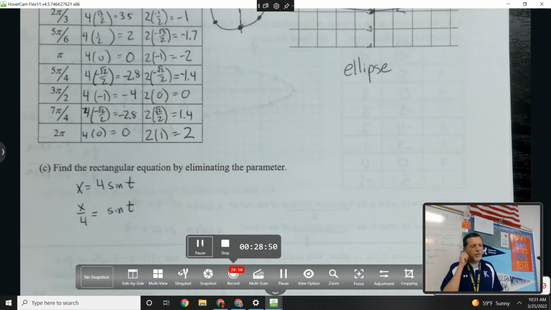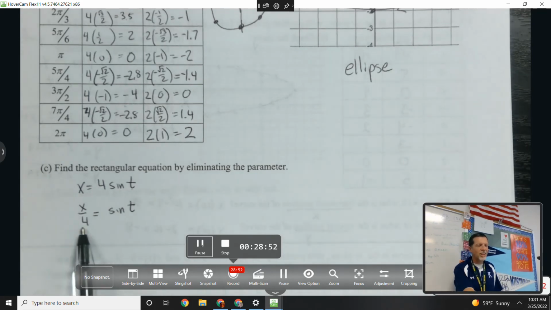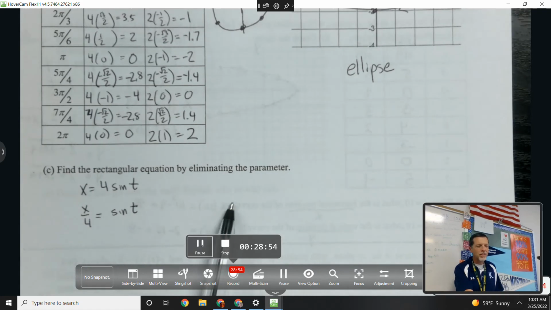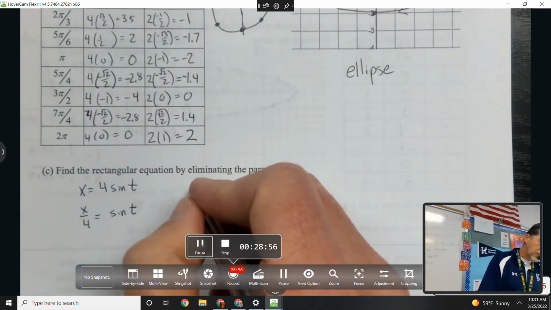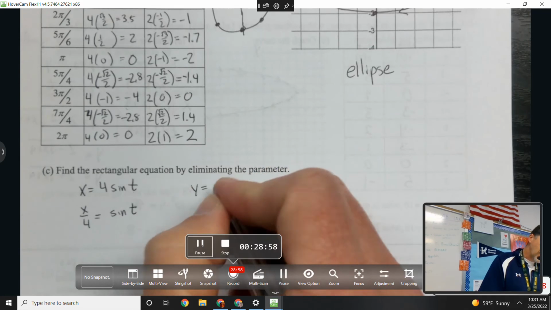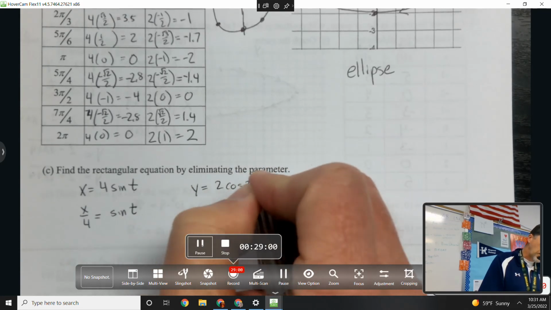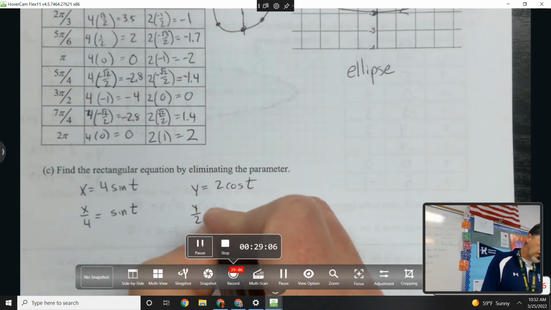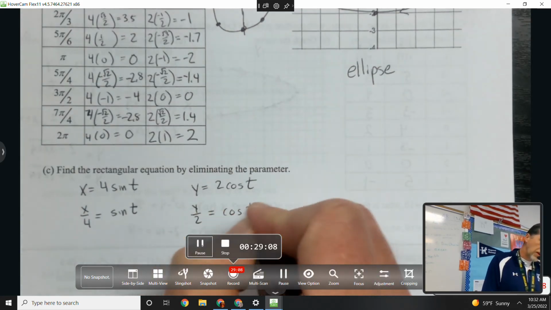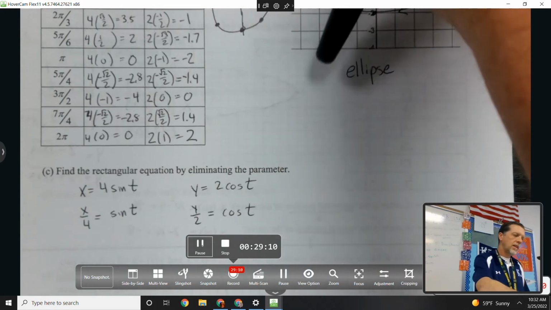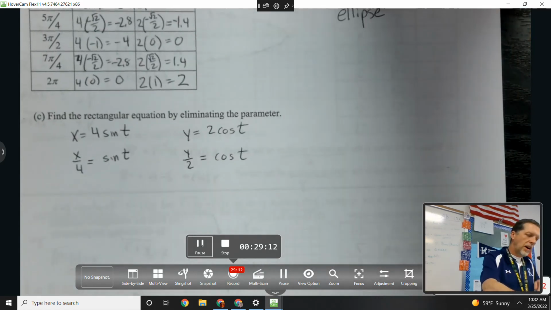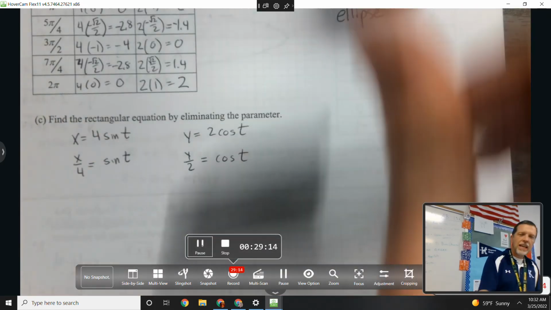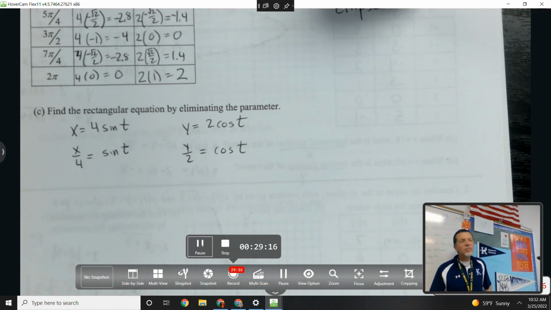But that would really get weird, because then I'd have inverse sine of x over 4, and I'd plug that in. Let's hold off on that for a minute. We're going to try something else. Y is 2 cosine t. So y over 2 is cosine of t. Now, if only there was some standard equation that related sine and cosine.